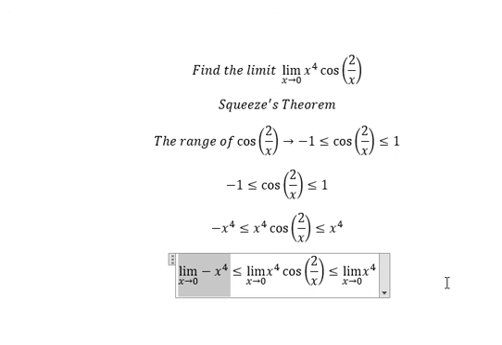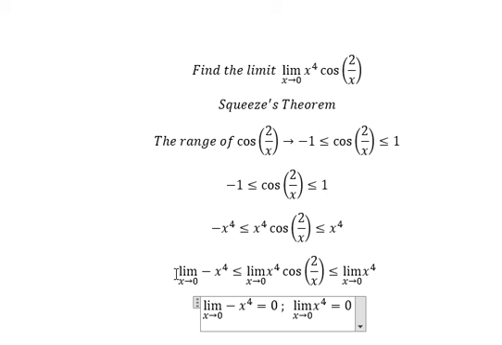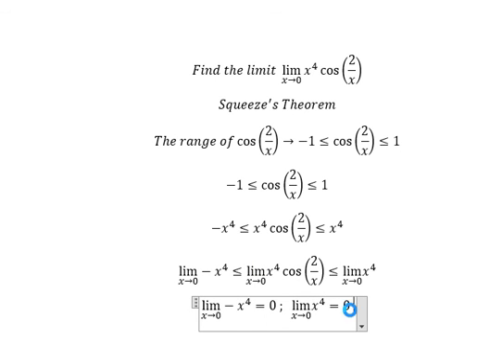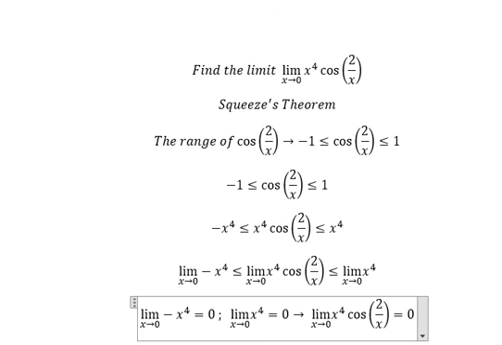We know that the limit of this one when s approaches 0 gives you 0. Similar for this one. Because on the right and on the left, they are equal to 0. So that means the limit of this one should be equal to 0. And this is the final answer.